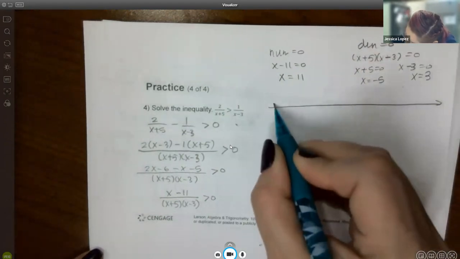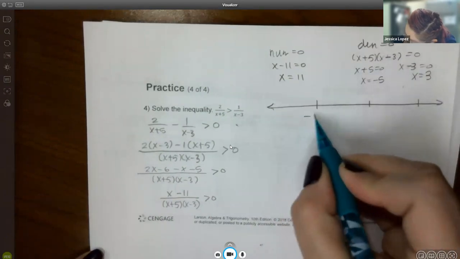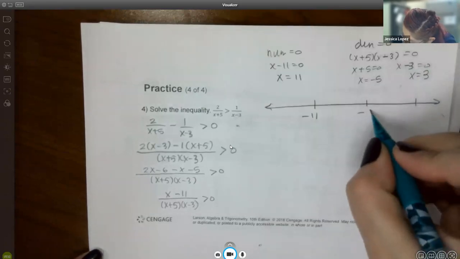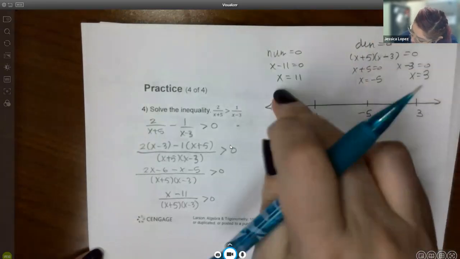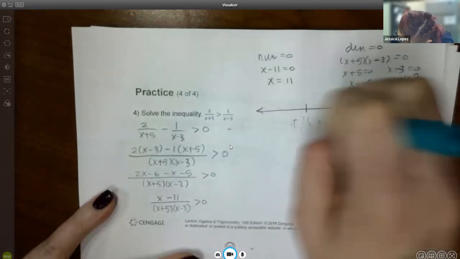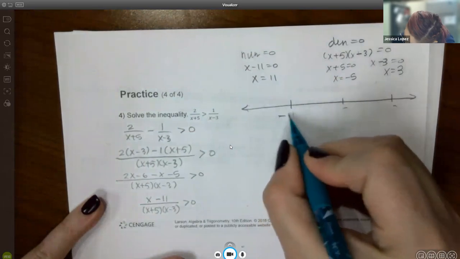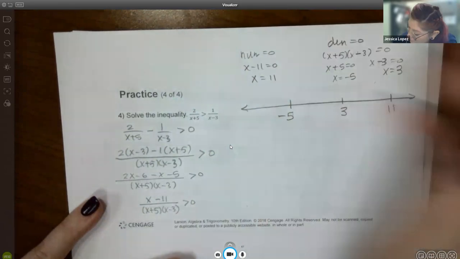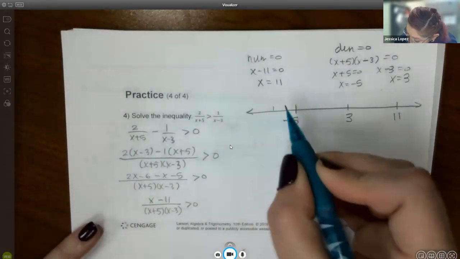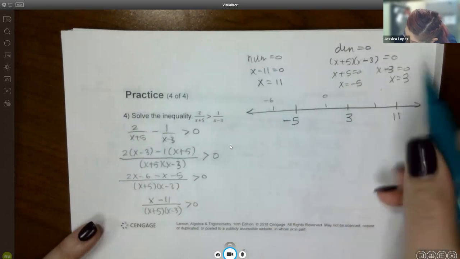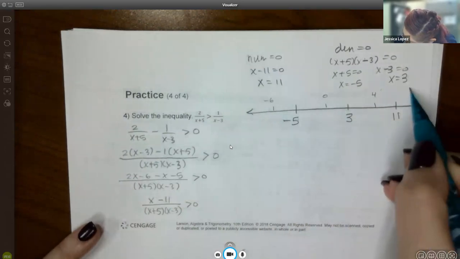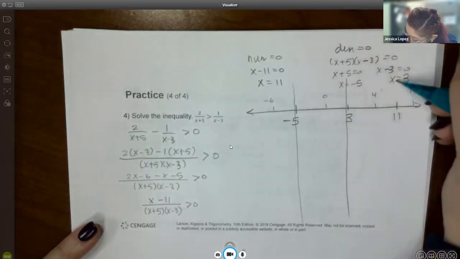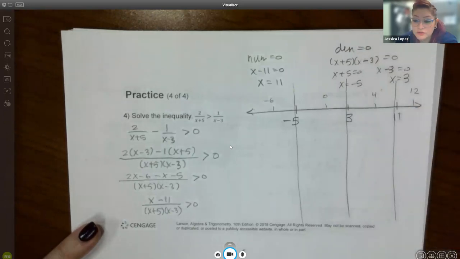So on the number line, I have three numbers. Negative 11 belongs here. 3 belongs, negative 5 belongs there. And then the 3. Oh, this is positive 11. So never mind. Let's go in another order. Negative 5 first, then 3, and then the positive 11. Okay, and now we're gonna test each interval. We'll test 0, we'll test 4, and then out here we'll test 12. So notice you have 3 key numbers, which means you have 4 intervals, okay?